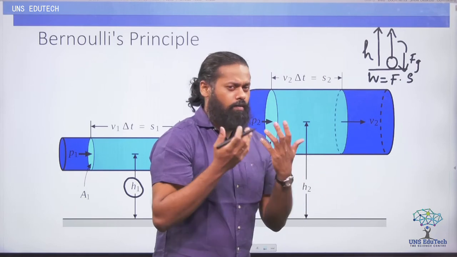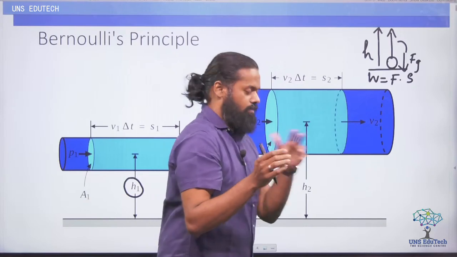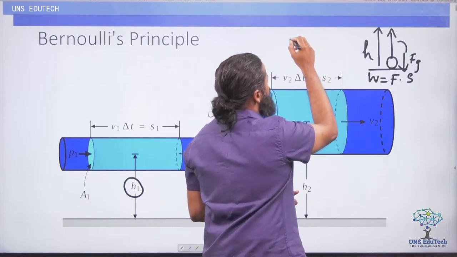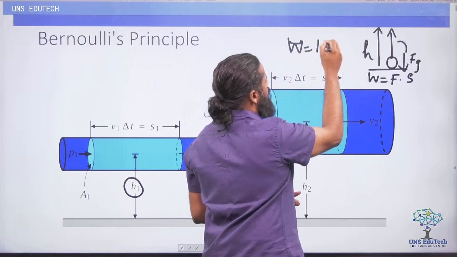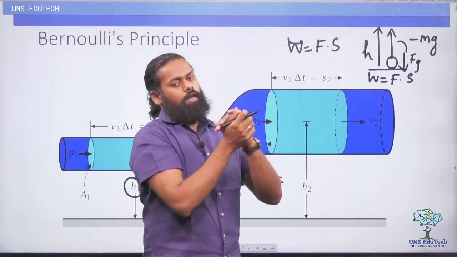I hope all of you are thorough with this. If anybody has a doubt, please post it in the chat, you can ask, we'll be replying later. Okay, so work done will be equal to F dot S, or Fs cos theta. Cos 180 is nothing but minus 1. So this value will be nothing but minus of Mg. Minus of Mg will be the work done if you are lifting a body from ground level to some height.